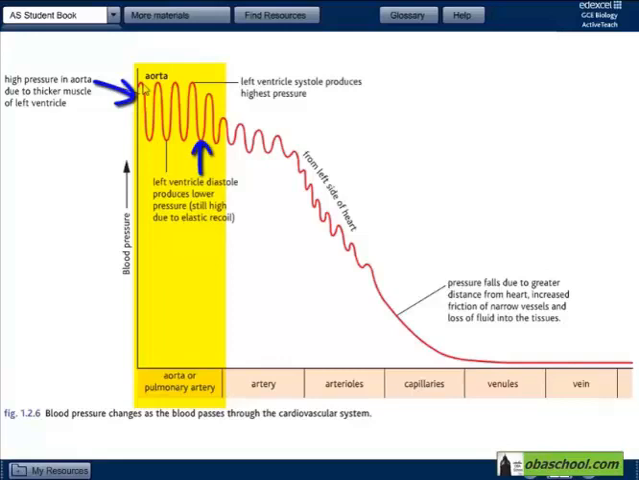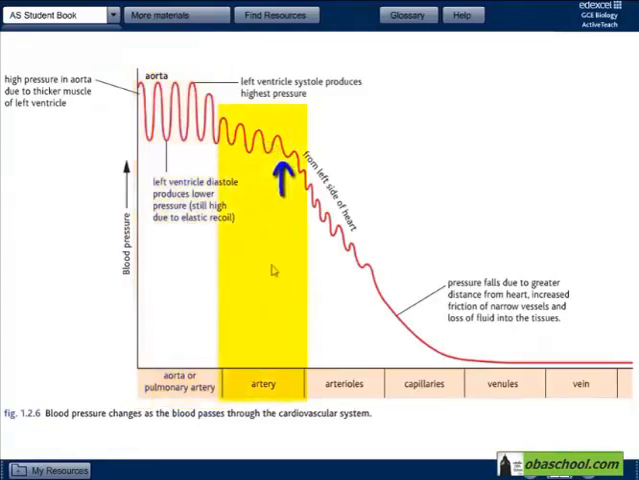However, it is still very, very high, because here the recoil of the elastic fibers found in these arteries as a response to the systole is going to retain a lot of blood pressure. Then we branch into arteries. We see that the blood pressure is decreasing because we are moving further away from the heart. We are losing that effect of pressure from the contraction of the left ventricle.